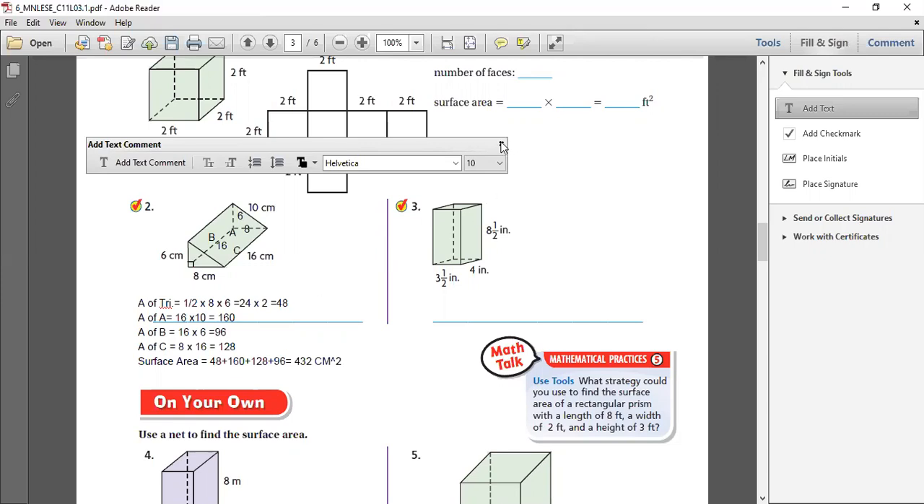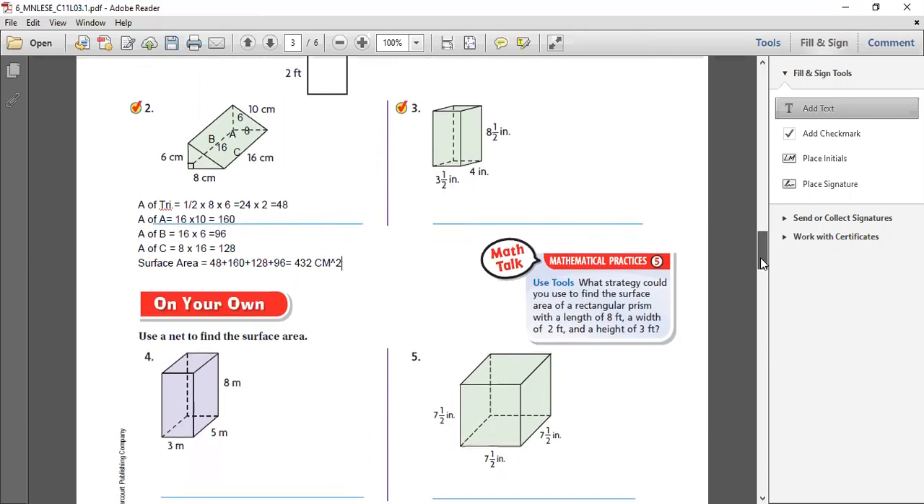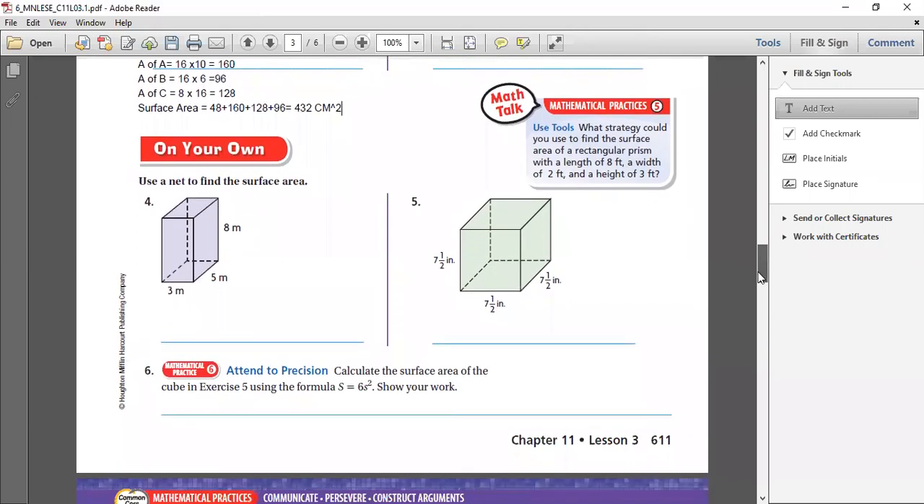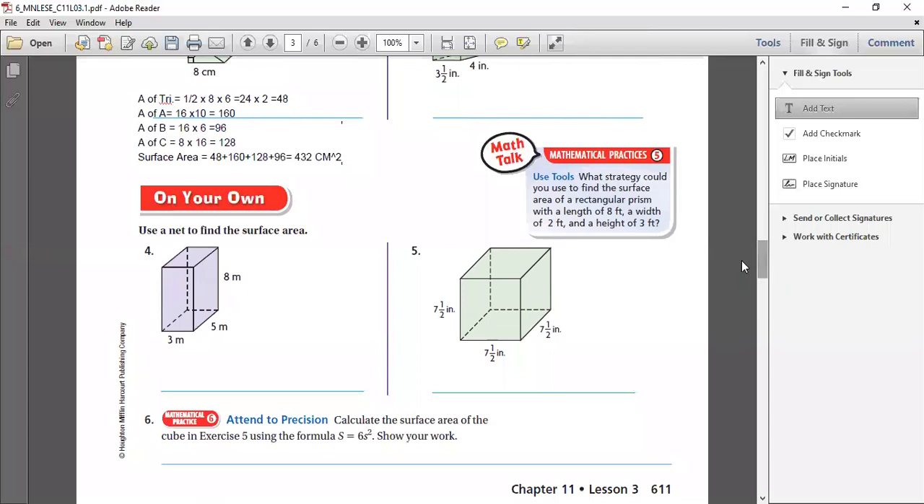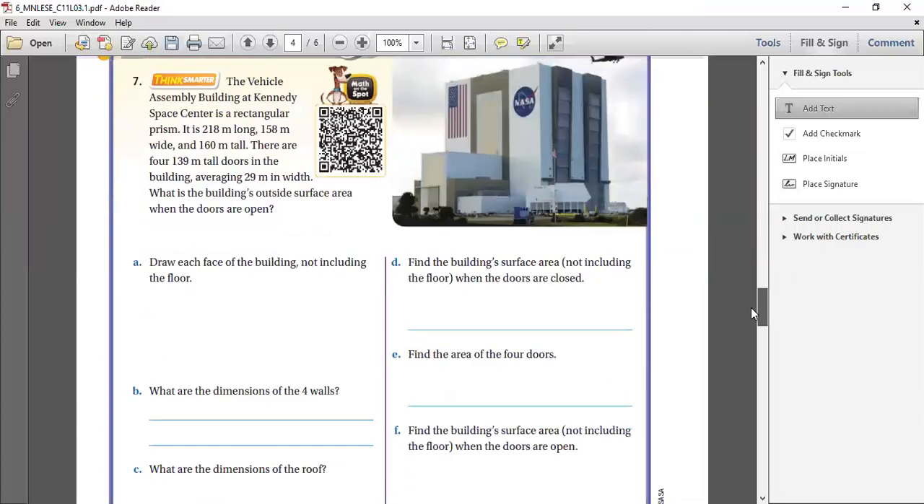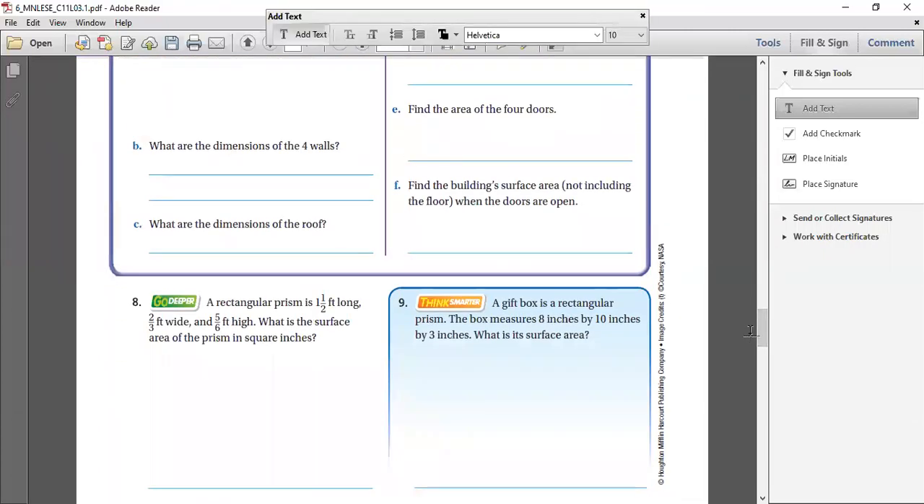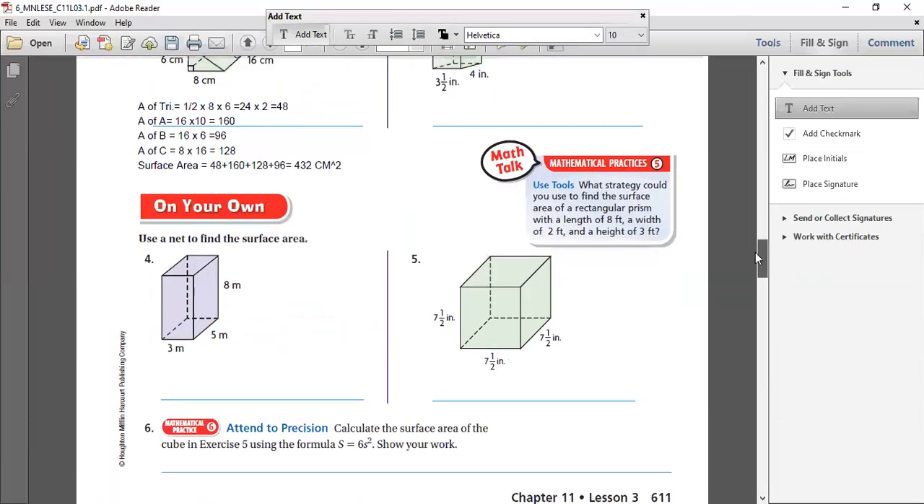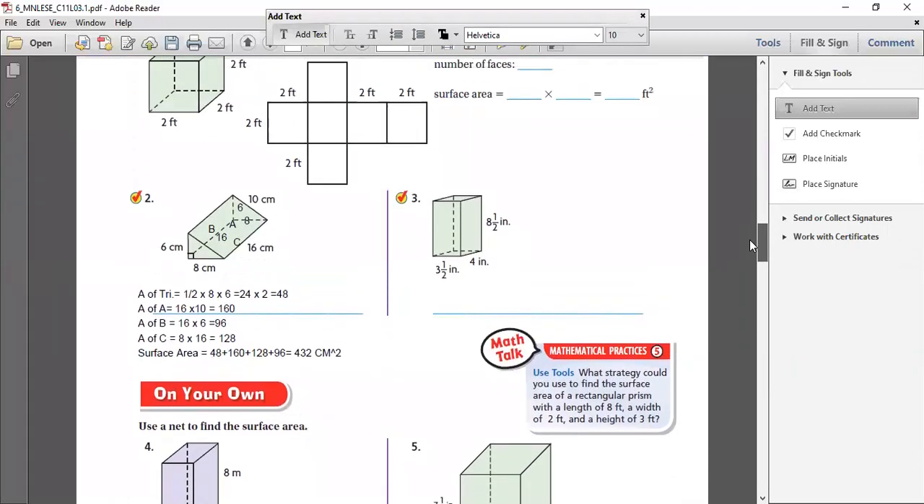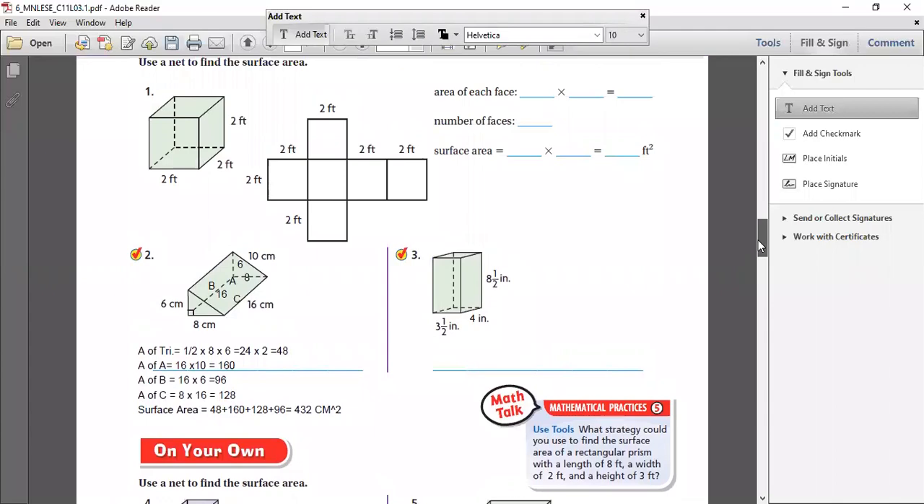Okay, now question number 3 I'm not going to do. 4 also I will not do. 5 also I will not do, because they all are the same kinds of questions we did in lesson 2. All of them are rectangular prisms, as you can see, right? So that's nothing new to learn for you, because you already know it. Okay, so that brings us to the end of this lesson, because there was just one question which I wanted to show you, how to find the area of a triangular prism.